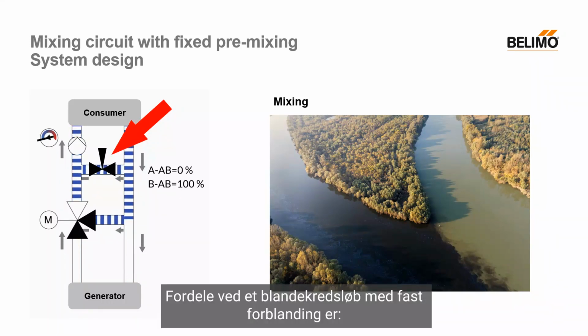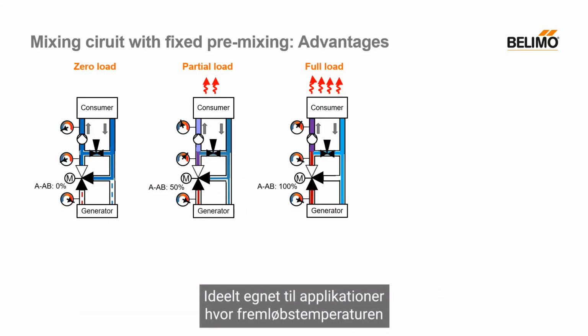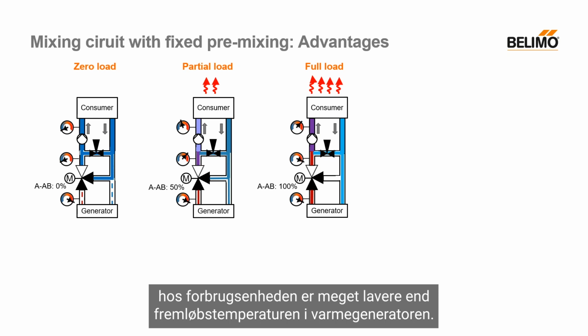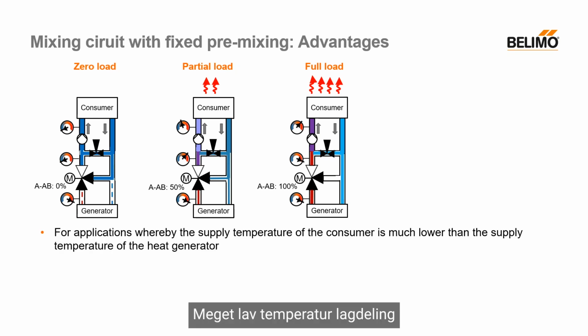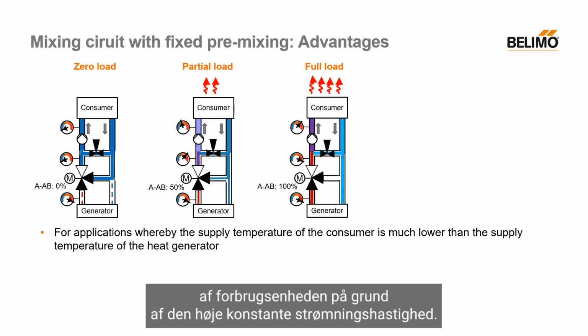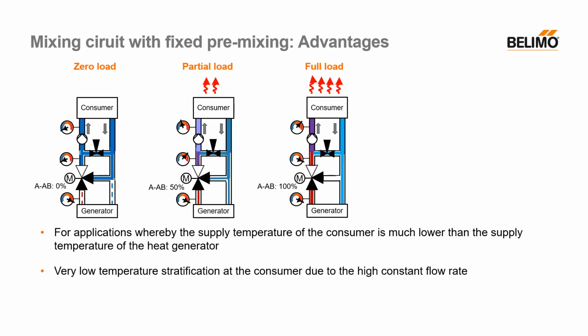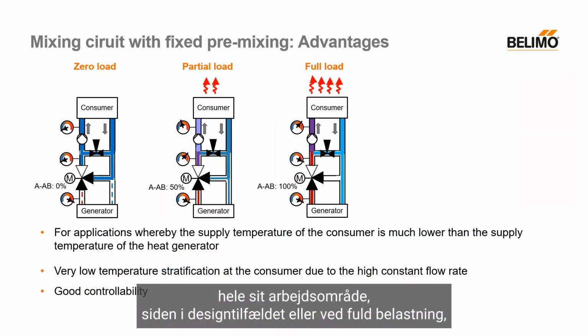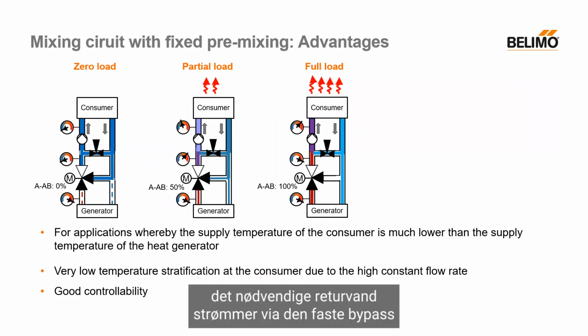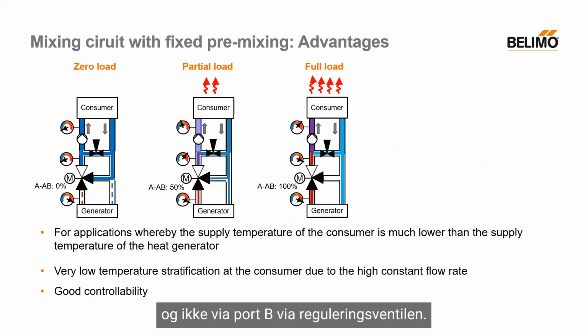Advantages of a mixing circuit with fixed premixing: it is ideally suited for applications whereby the supply temperature of the consumer is much lower than the supply temperature of the heat generator. Very low temperature stratification at the consumer due to the high constant flow rate. Good controllability, as the control valve can be used between 0 and 100% across its entire working range, since, in the design case or at full load, the required return water flows via the fixed bypass, and not via port B of the control valve.